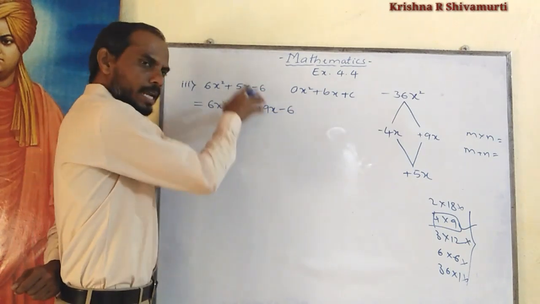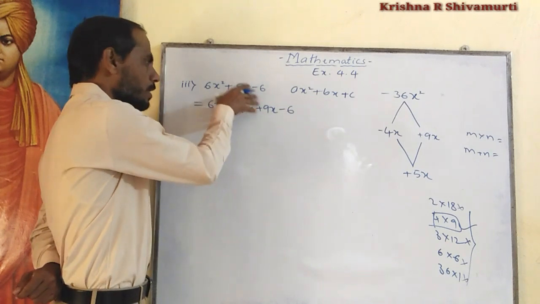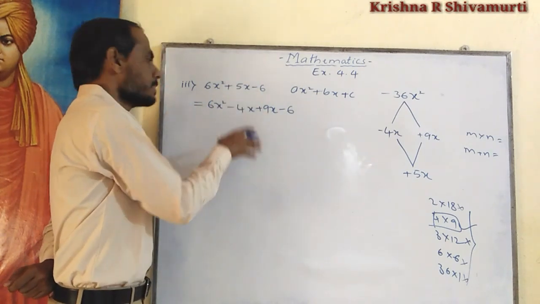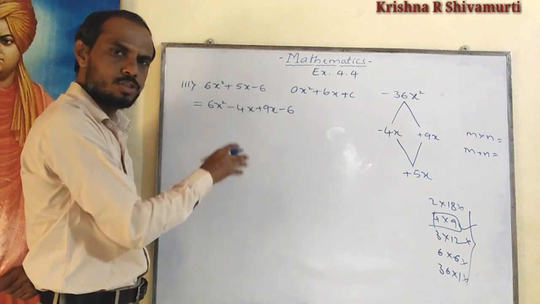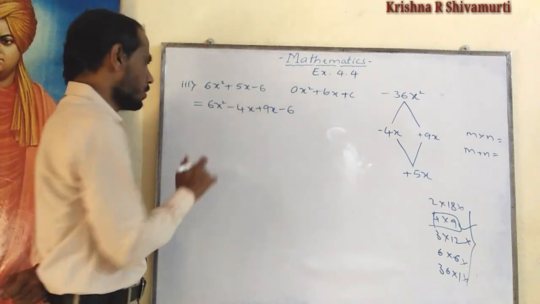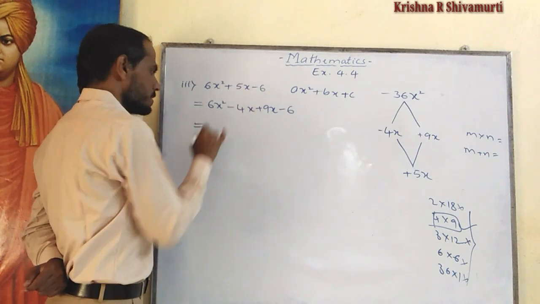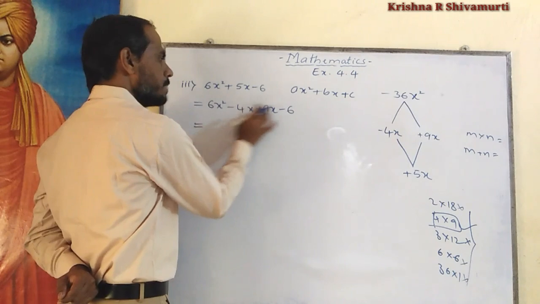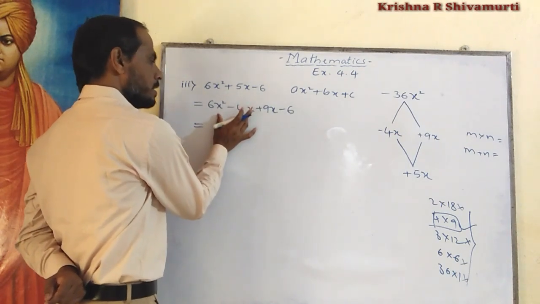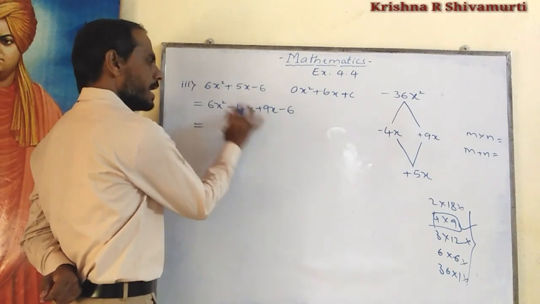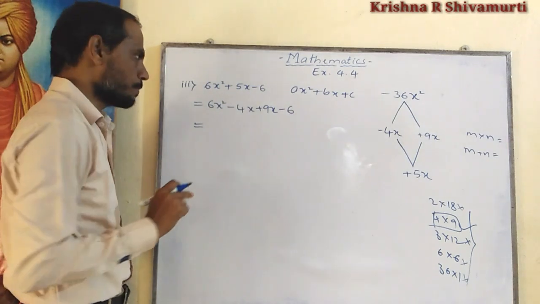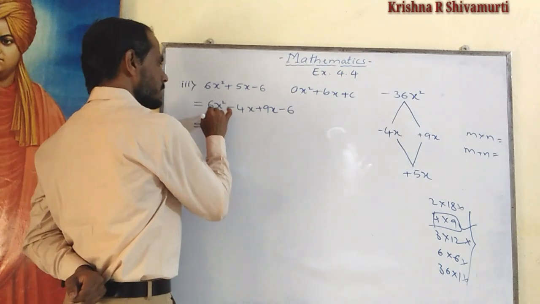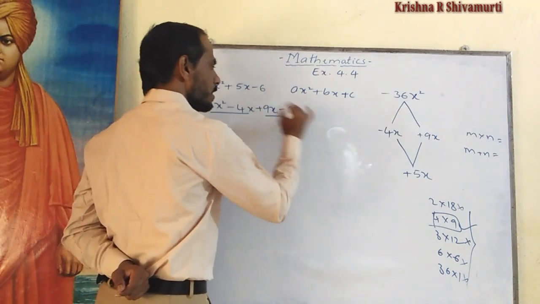For every factorization problem, whatever quadratic polynomial you are solving, you must use the same steps. The next step is to make two groups. One group is 6x square minus 4x, and 9x minus 6 is the second group.